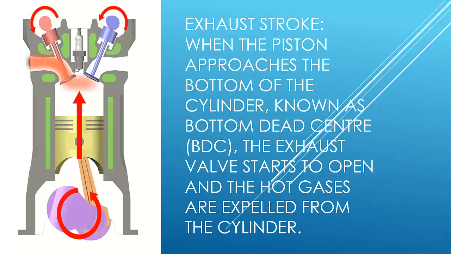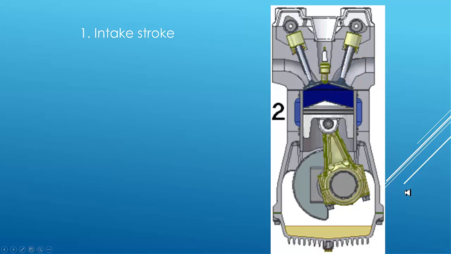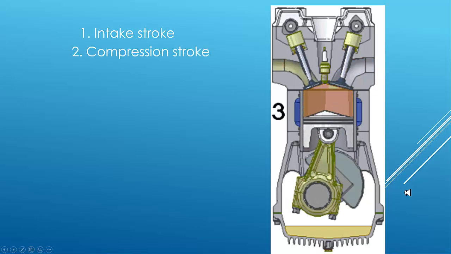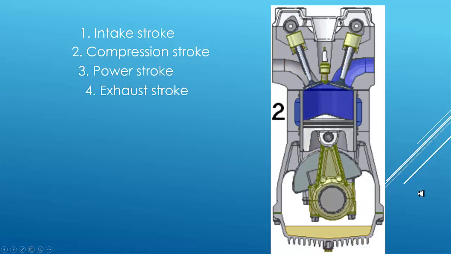And then the exhaust stroke. After that big bang, you've got exhaust that needs to get out. So the piston, after it approaches bottom, it goes to bottom dead center. We call it BDC. Then it starts to go back up, and the exhaust valve opens, and the hot gases are expelled, kicked out of the cylinder. And there you have it. That's how it works, basically. You have the intake, the compression stroke, the power stroke, and the exhaust stroke.